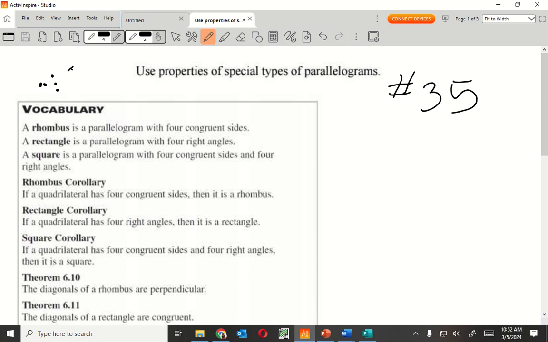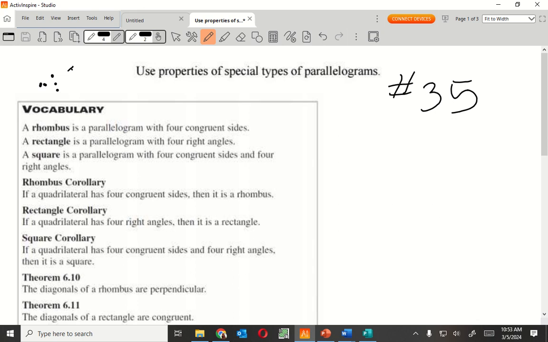Okay, a rectangle is a parallelogram with 4 right angles. So for the rhombus, that's just 4 congruent sides. A rectangle only has 2 sides that are congruent, which are opposite each other. A square is a parallelogram with 4 congruent sides and 4 right angles. So that means that it's a little bit of both of these right here.